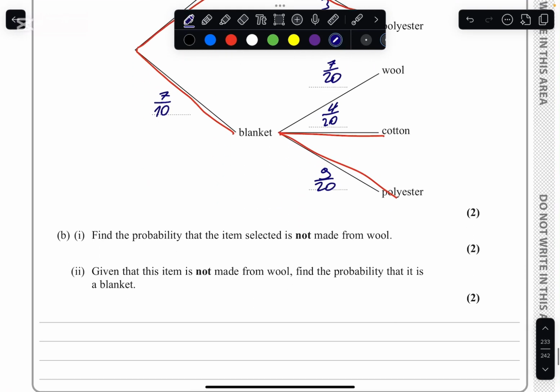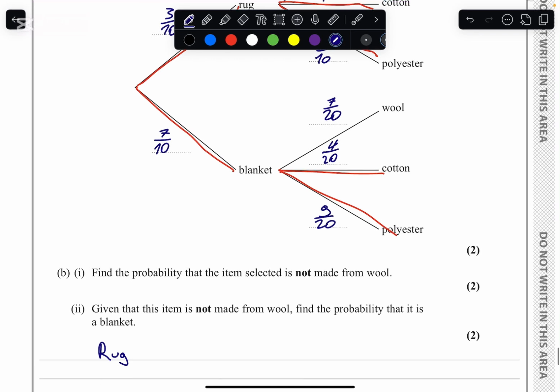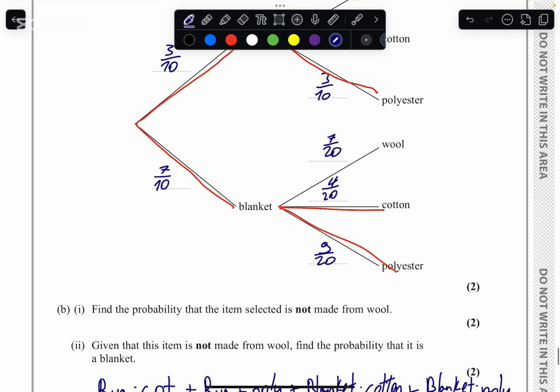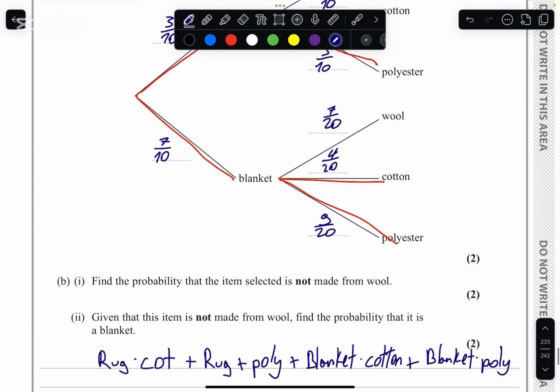Now we need to find the probability that we're gonna get a rug that's cotton, plus the probability that we're gonna get a rug that's polyester, plus the probability that we'll get a blanket that's cotton, plus the probability that we're gonna get a blanket that's polyester. So we know all the probabilities, so we can just find it simply.